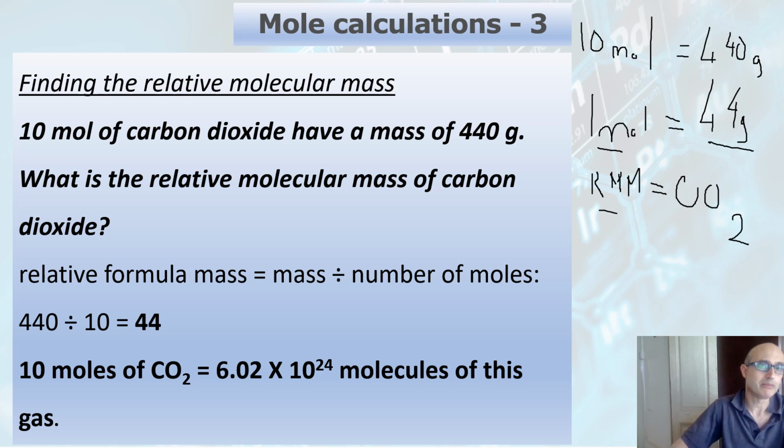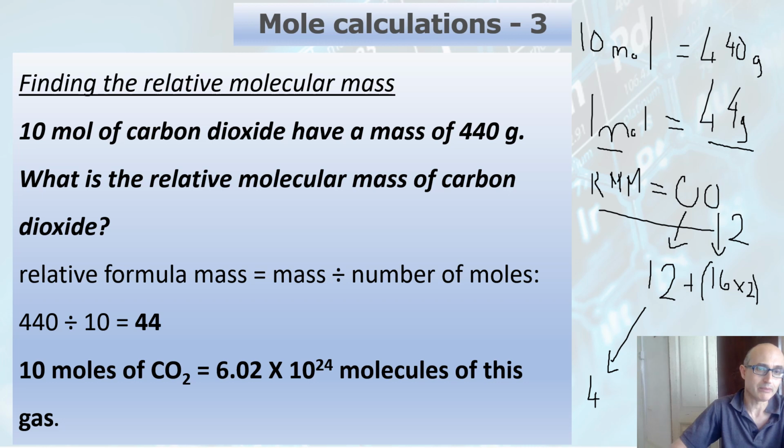And the RMM of CO2 is the result of having 1 atom of carbon, which has an RAM of 12, and 2 atoms of oxygen, which each have an RAM of 16, meaning that if you add up the RAMs of all 3 atoms, they give you 44 as the final RMM.